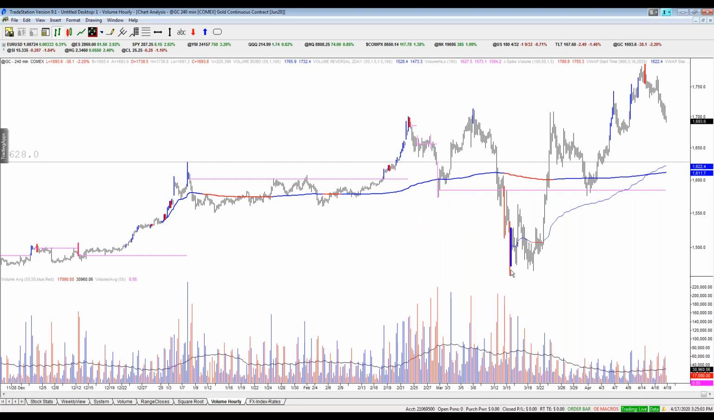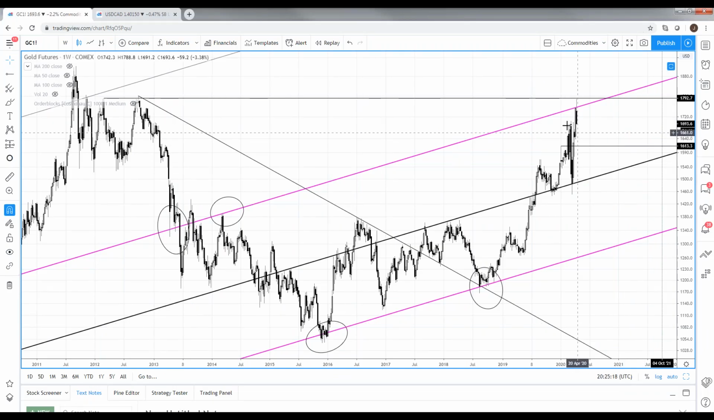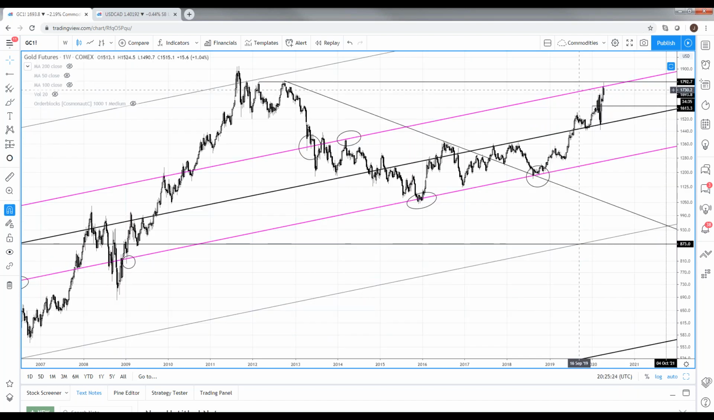Short, long, short. So where from here? Well, look, gold to me is just, it's hit a huge level, like it's bearish. That's all it is, right? It's just look lower. That's all I'm saying.